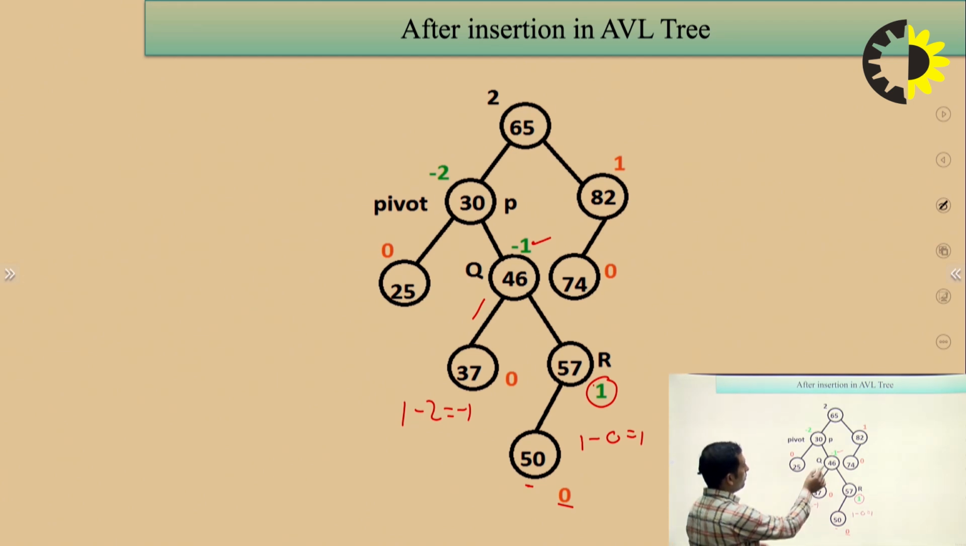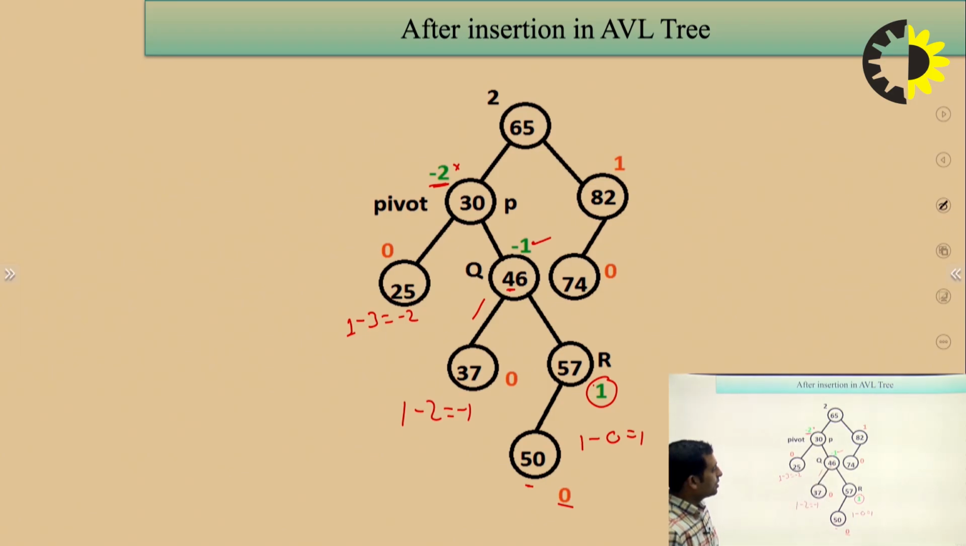Now calculate the balance factor of the parent of 46. The height of the left subtree of 30 is 1 and the right subtree is 1, 2 and 3. So 1 minus 3, that is minus 2. That is not acceptable in this case because the accepted values are 0, 1 and minus 1 only. So we found the imbalance. Stop here. Now there is a need for some technique to balance at this point.